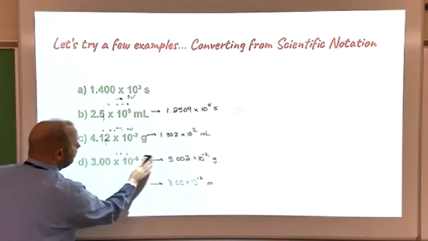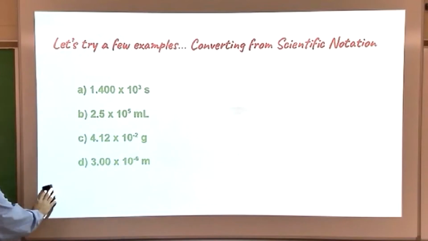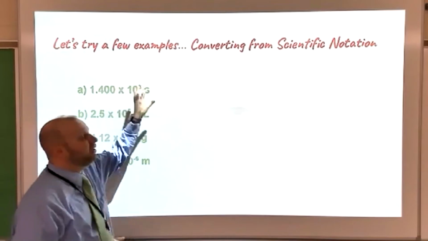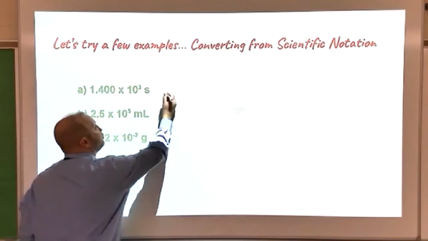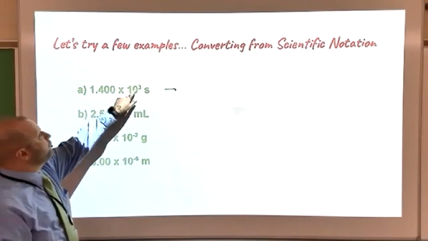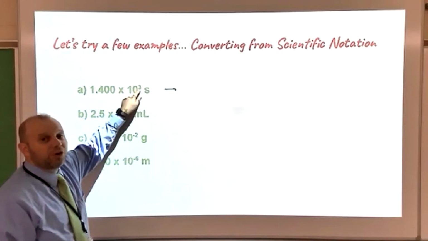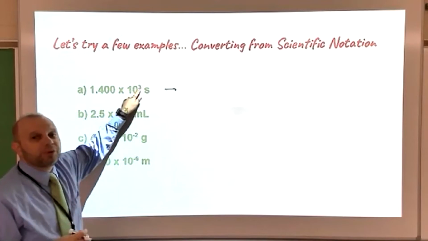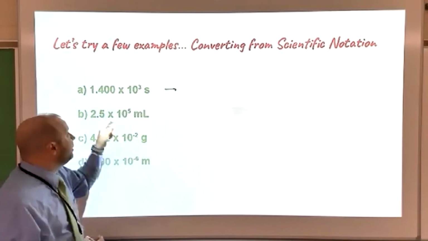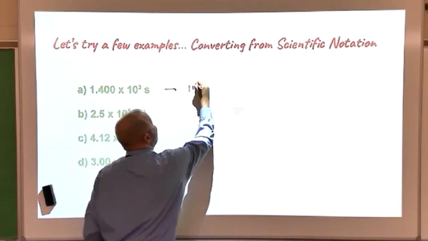If we look at the screen here, we have 4 new examples. This time, we're going from scientific notation into regular notation. So, if we notice, we have 1.400 times 10 to the third. The third means that we're going to move our decimal place 3 spots. Now, a positive exponent means we should end up with a really large number, and that's what we're going to get here. So this is going to be the number 1,400.